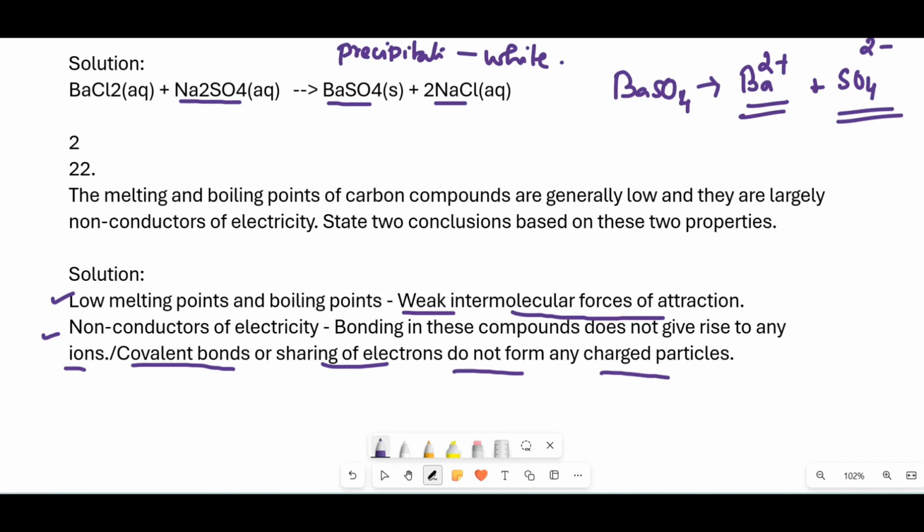Carbon compounds will have low melting and boiling points because of weak intermolecular force of attraction. Second one, they are non-conductors of electricity because they are not producing any ions, because the bonding is covalent bonding.